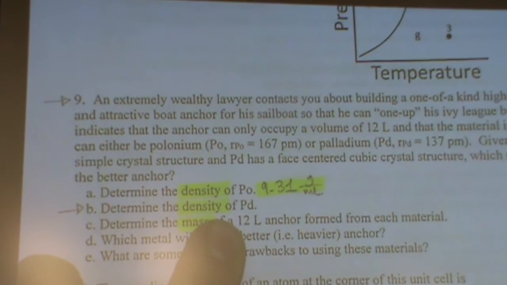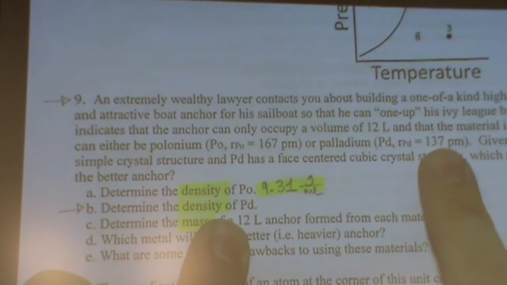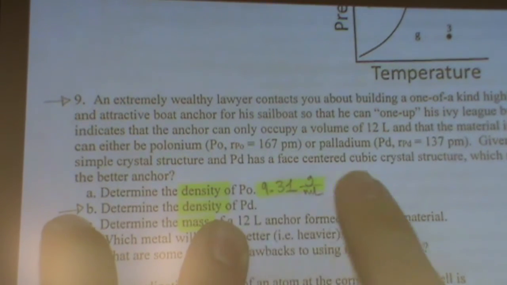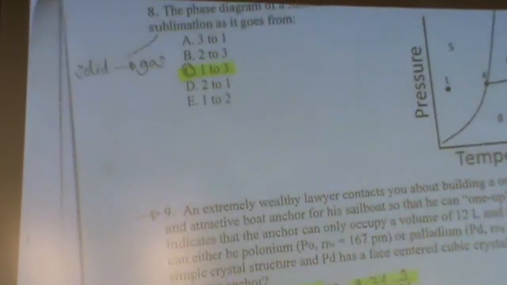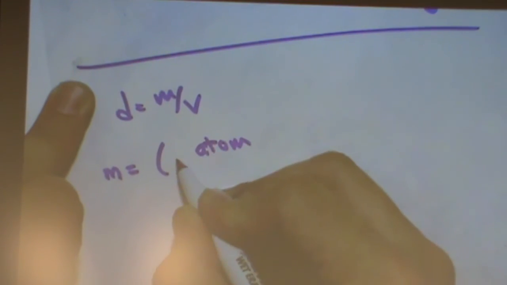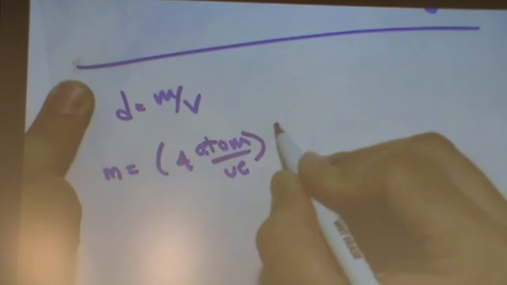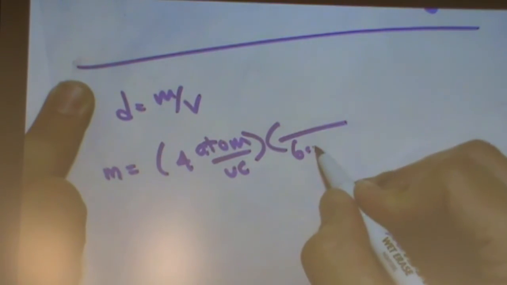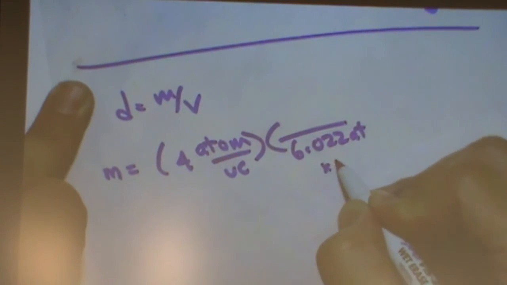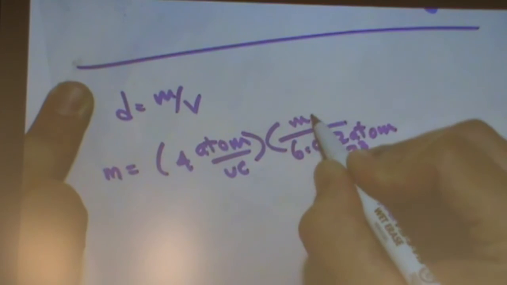We want the density of palladium. Let's see what we have. We have the radius of palladium, and we know that palladium is face-centered cubic. Okay? So, density is mass over volume. The mass is going to equal, face-centered cubic, anybody? How many atoms per unit cell? 4. Way to go. 4, and then you just have to convert. So 6.022 times 10 to the 23 atoms per mole.